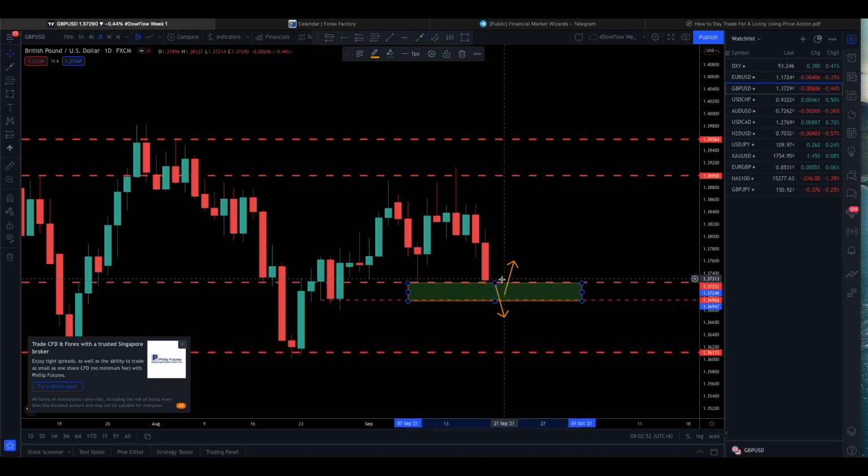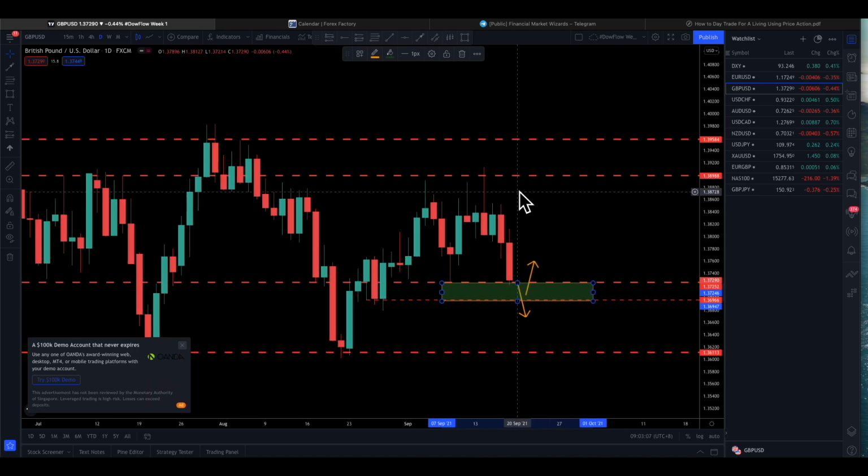If you want to buy, then potentially you could look for a fake break setup where price breaks below this level, and then after that closes back above. That's another potential setup, but it's more complicated, a bit more advanced. So if you're new, I don't recommend that you trade that kind of setup, because it's not easy. It requires a bit more experience.